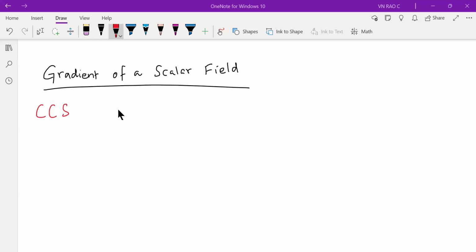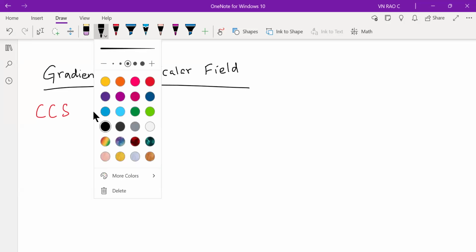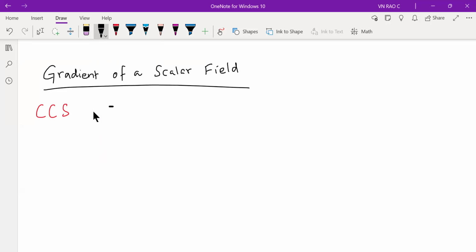Gradient of a scalar field in Cartesian coordinate systems. So it means del s. This is the gradient of a scalar field.